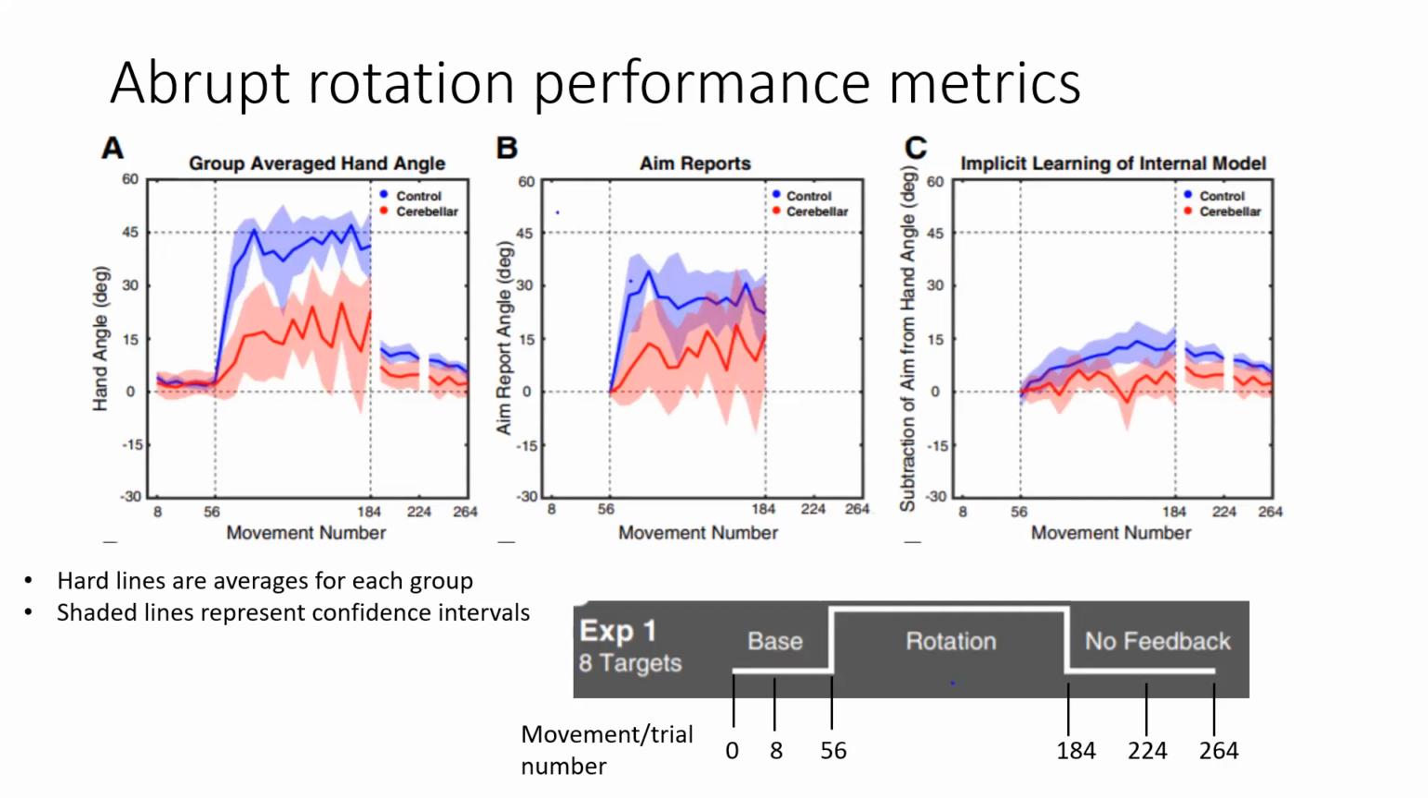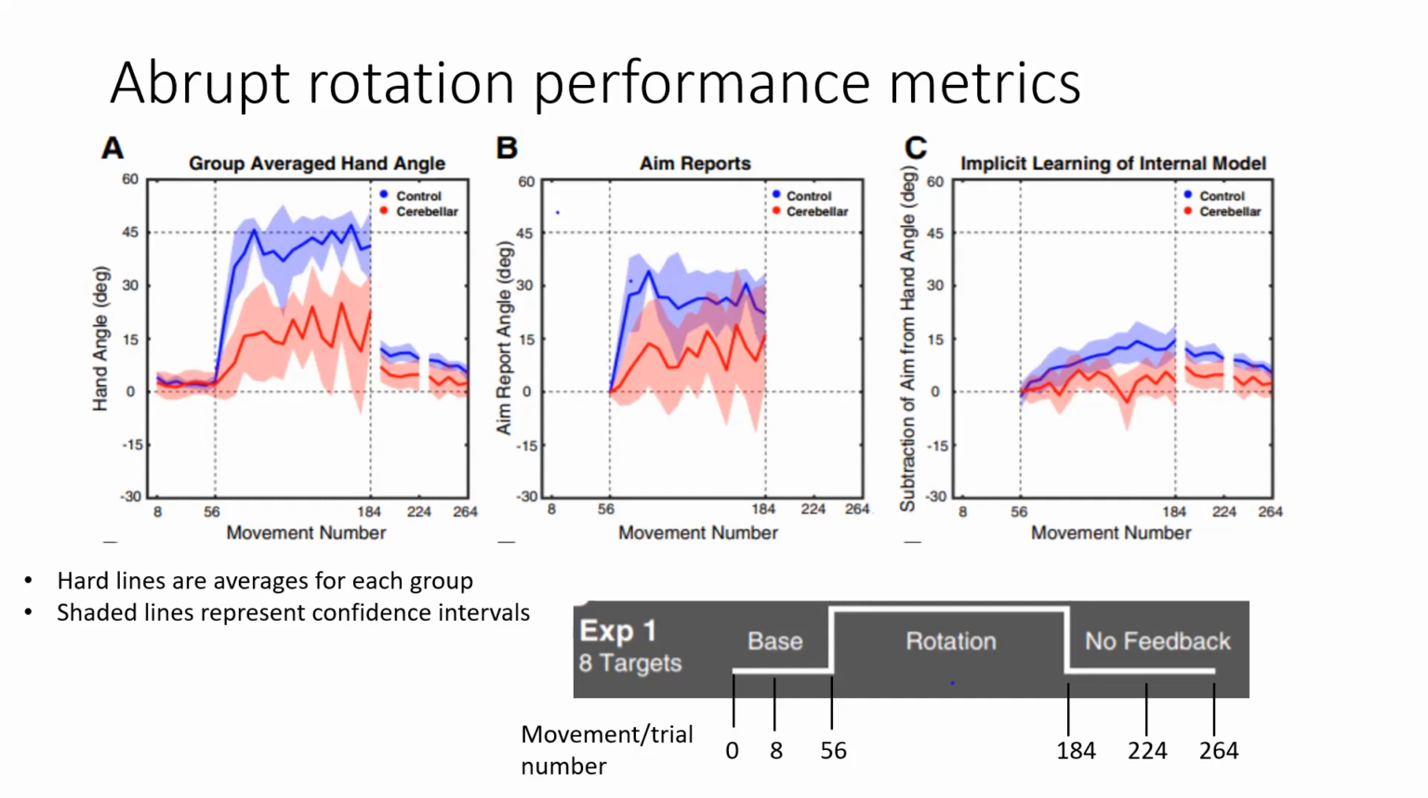What these graphs have in common, as you can see on the x-axis, is a division of trials indicated by the numbers 0 to 8, 8 to 56, 184 to 224, and 224 to 264. These map onto the division of the 5 blocks that are generally described by this chart at the bottom right. Importantly, we see the rotation block is from trials 56 to 184, and the 2 washout blocks are made up of 2 intervals from 184 to 224 and 224 to 264.